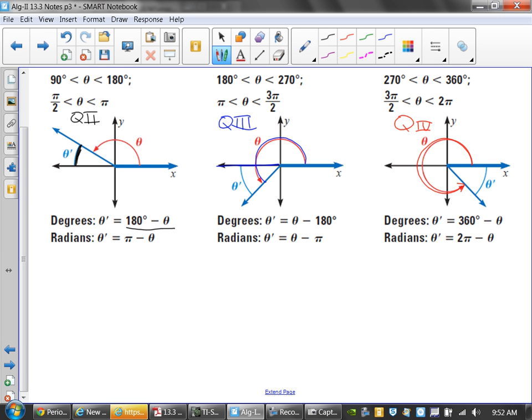all of their ordered pairs are the same. The signs change. Once you understand one quadrant's worth of ordered pairs for your specials, everything else just falls into place. And it's just a matter of understanding what other angles match it. That's all it works out to be.